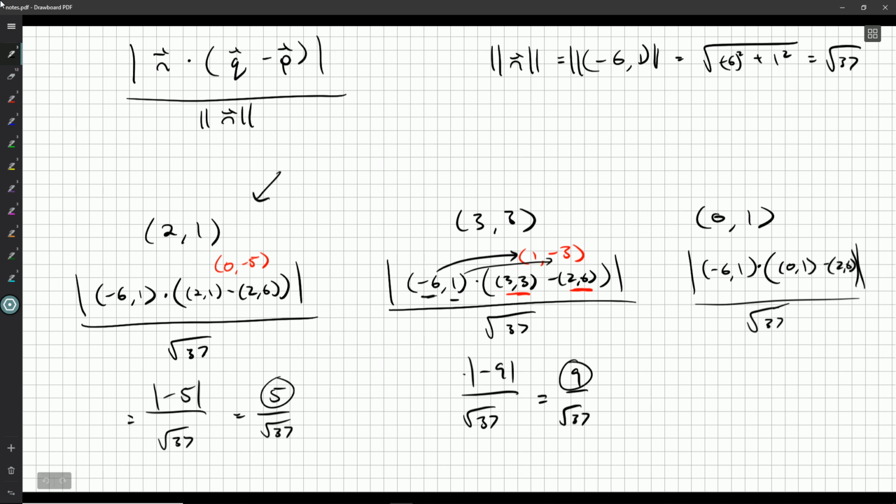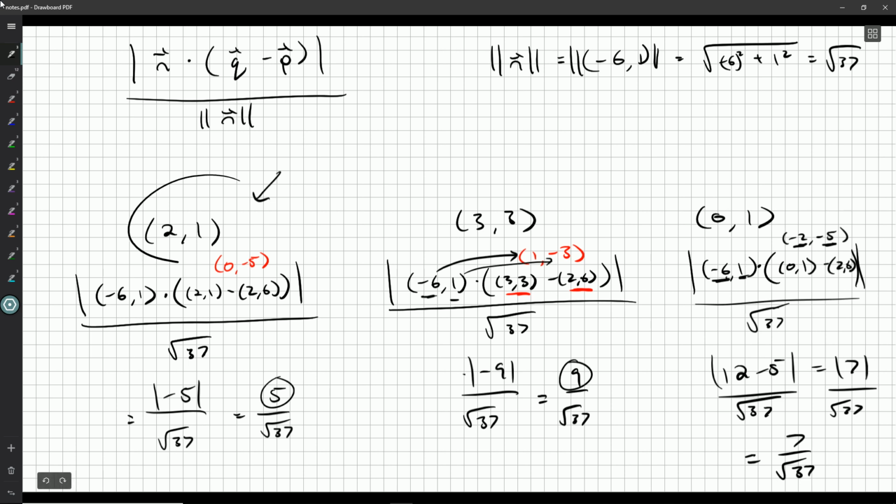Let's check our last one here. (0, 1) minus (2, 6) is (-2, -5). For the dot product there, -6 times -2 is going to be 12, plus 1 times -5, which is -5. And so that'll be an absolute value of 7. And so this point is a distance of 7 over root 37 away from the line.